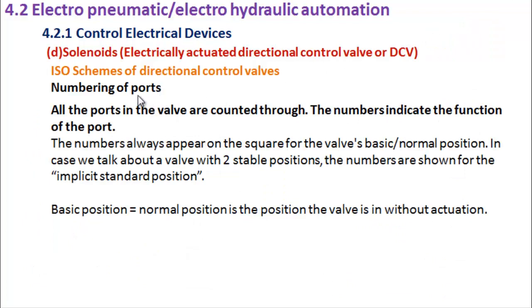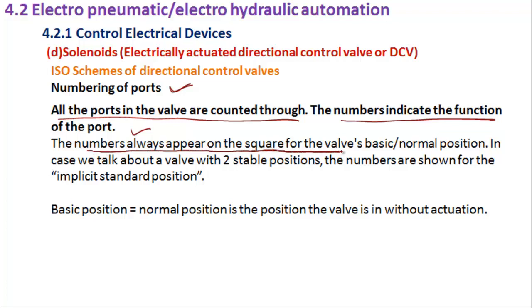Now in the ISO scheme of things, how do you number the ports? I told you 1 2 3 4 5. All the ports in the valve are counted, and the numbers indicate the function of the port. Where do you write the number? The number always appears on that square which is the basic or the normal position. Of the 3 or 4 or 5 positions, whatever the number, if you write the numbers of the ports in this particular square, then this is going to be the normal position.